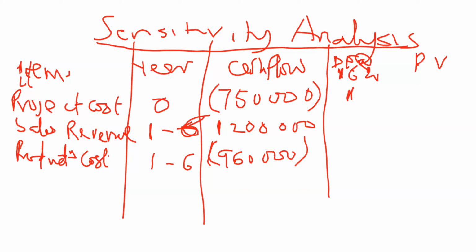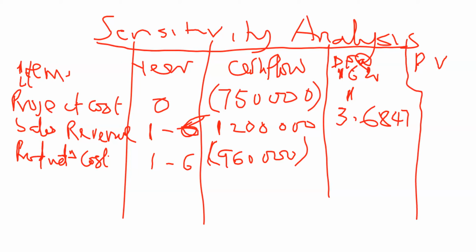Divided by r. r will be 0.16. Divided by 0.16. What do you have now? 3.685. 3.68473. Good. Is it clear? Yes, sir.